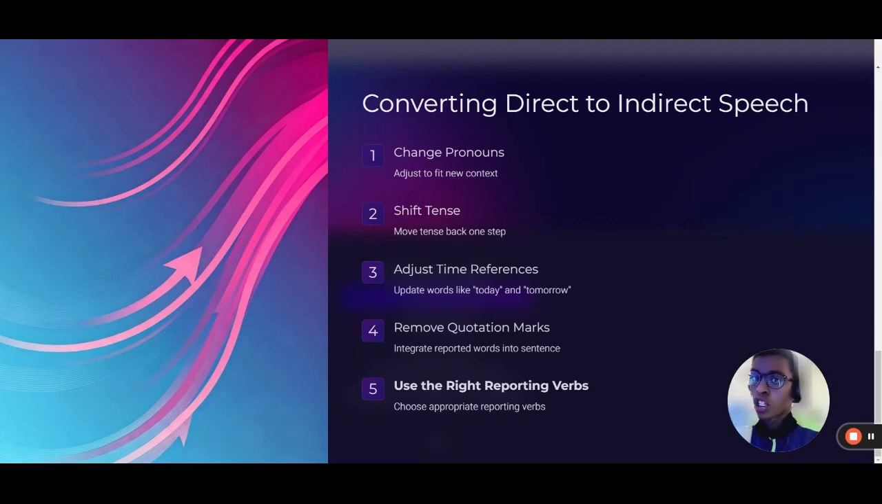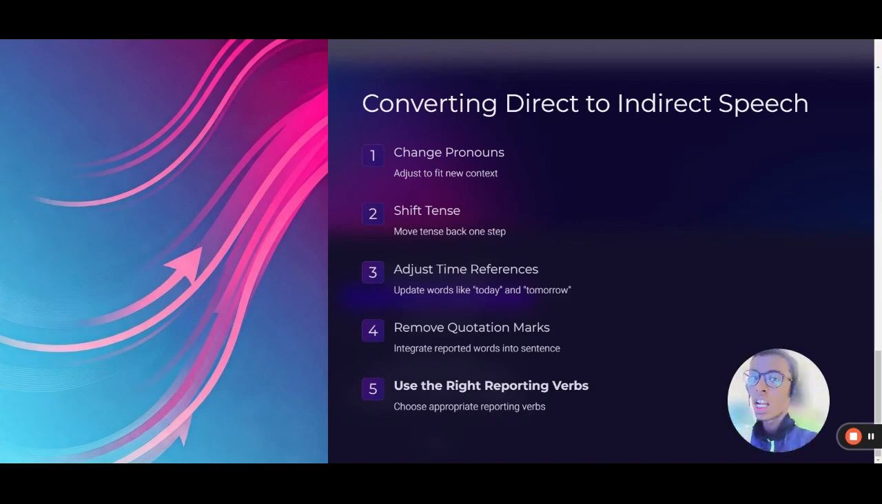Number five, use the right reporting verbs. Choose appropriate reporting verbs such as say, tell, explain, or ask. For example, if the doctor says, "You should rest," in indirect speech it would be, the doctor says that I should rest.